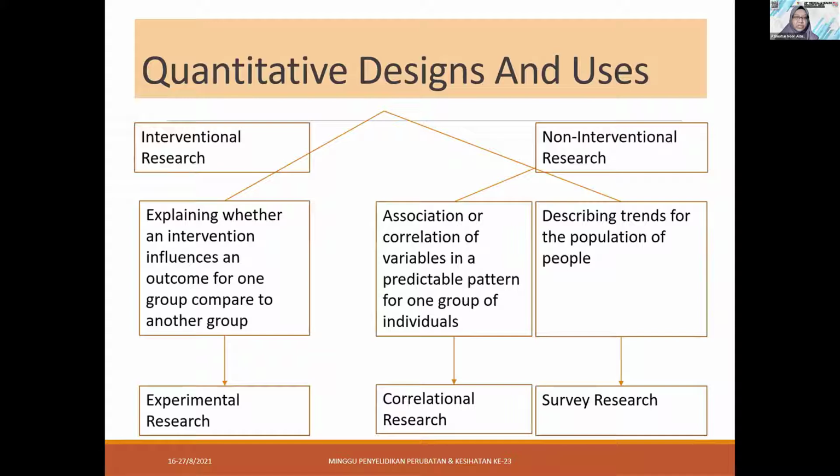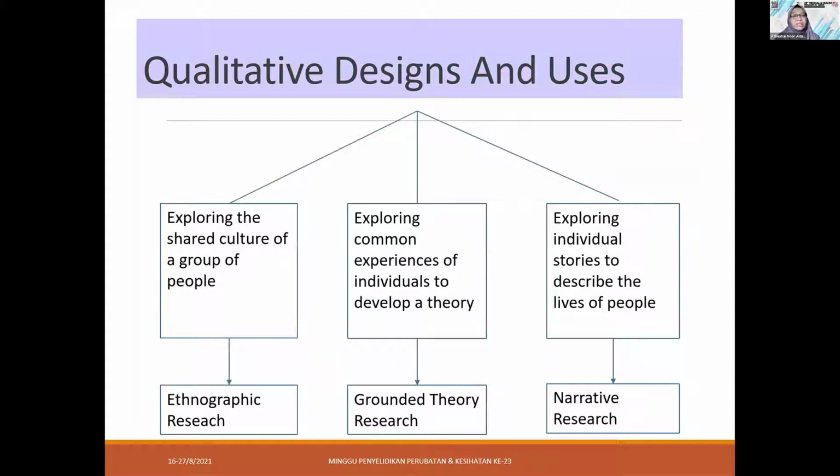For qualitative designs and their use, it can be divided into three. When we explore the shared culture of a group of people, the research is called ethnographic research. When we explore the common experience of individuals to develop a theory, it's called grounded theory research. When we explore an individual's story to describe the lives of people, we call this narrative research.